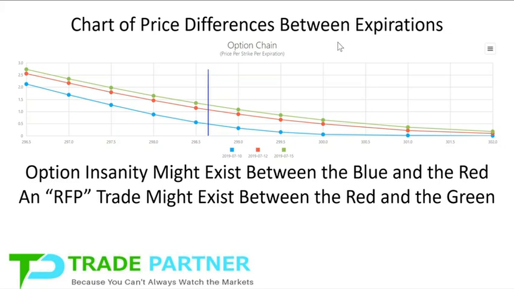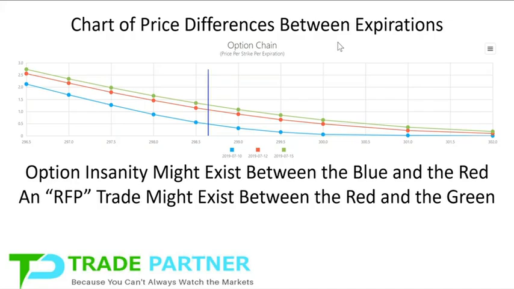And so when you see these gaps, this is the first telltale sign that there might be an option insanity opportunity: when you see this gap between the blue and the red, or between two of the expirations. And where you don't see the gap, that's where a normal PPD type strategy can be considered. All right, so hopefully everybody understands that and can see that. It gives you a visual idea of why an option insanity opportunity exists and why it might not exist.